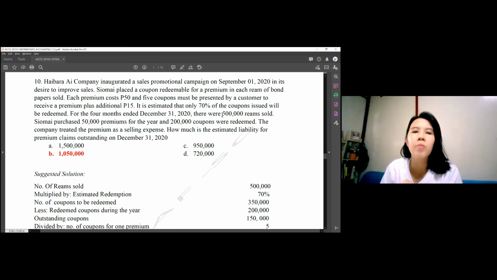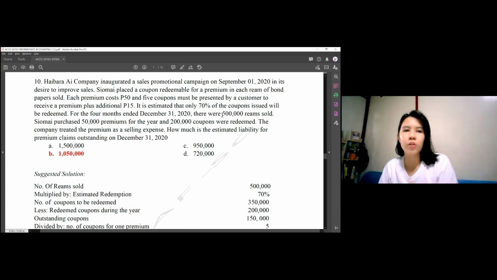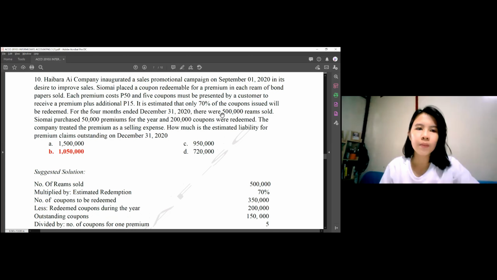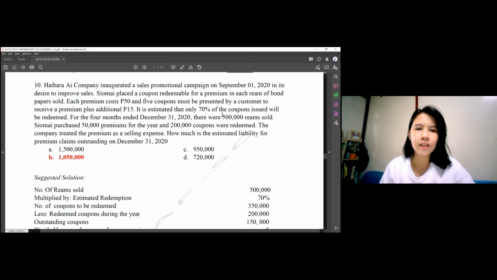Pero, remember, kailangan mag-surrender ni customer ng 5 coupons, di ba? Para maka-receive siya ng isang premium. So, divide pa natin ito by 5. Then, we'll get 30,000. Okay. So, multiply natin by the cost.